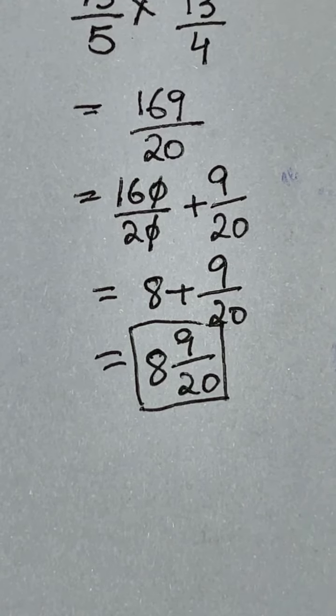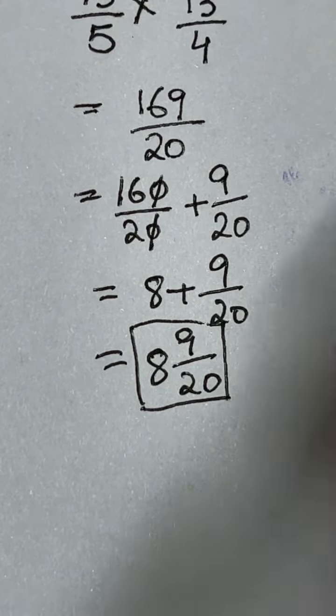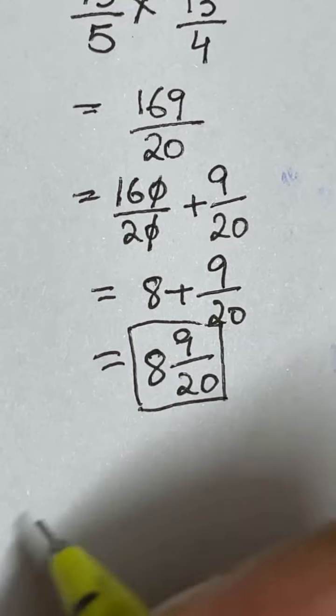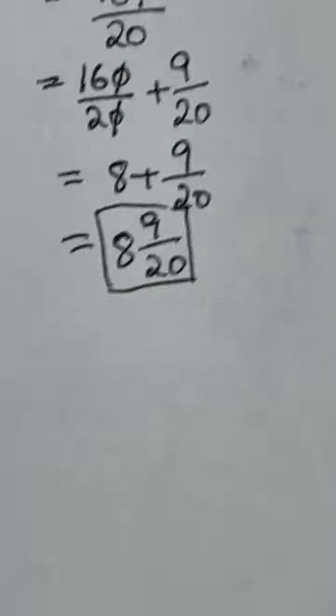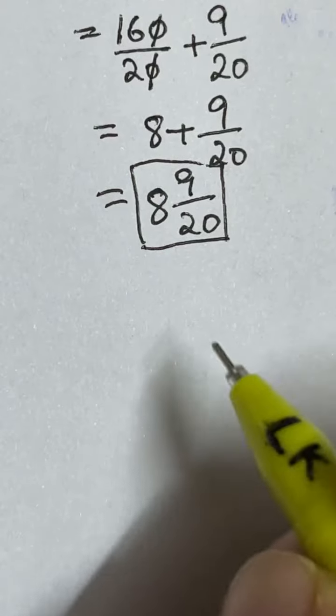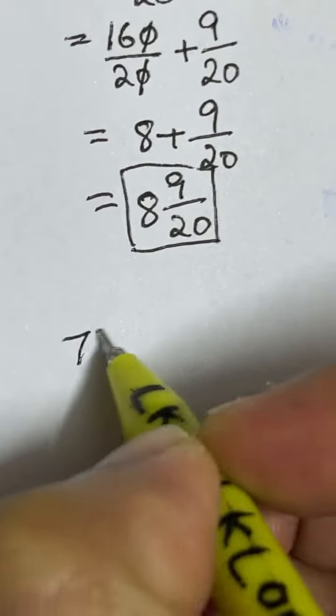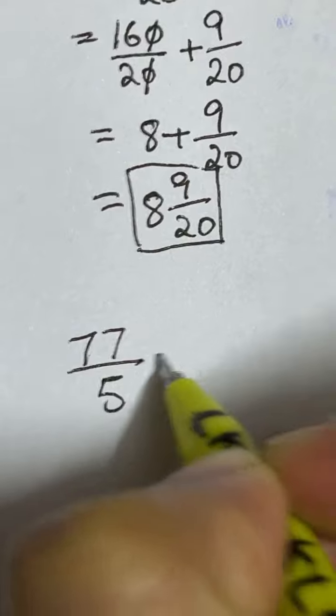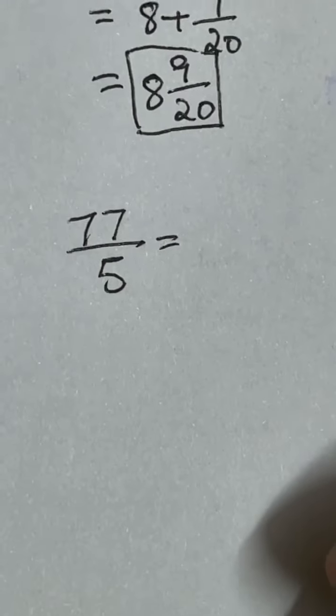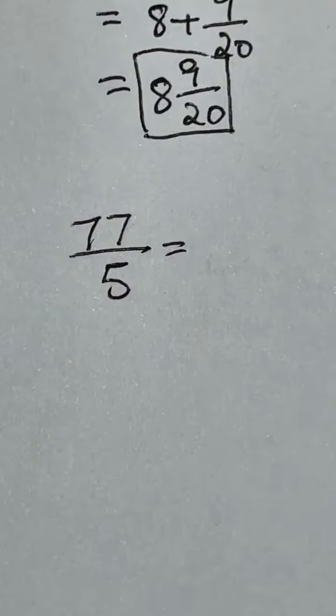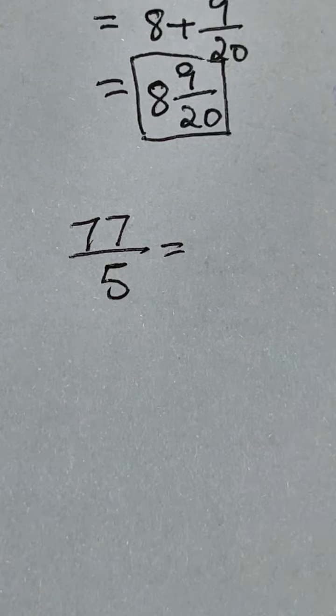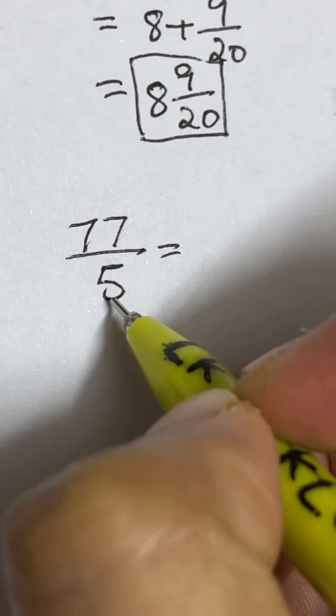So this is how you multiply mixed numbers. You break down things to make it easier. Now suppose we had the answer as 77 over 5. How are we going to break down? Like I told you, it should be a multiple of a number which is there in the denominator. So I have 5 in the denominator.